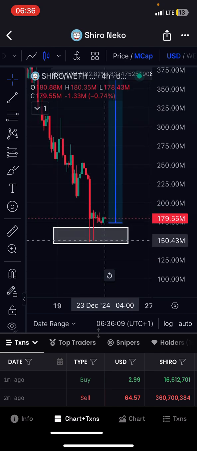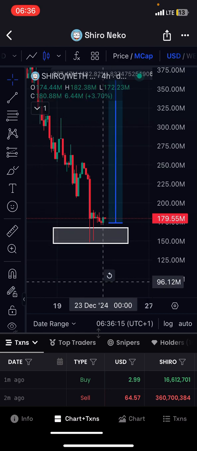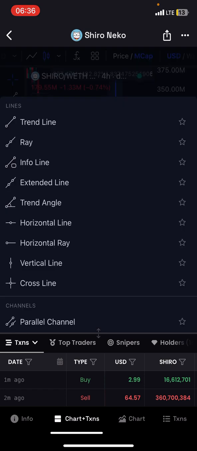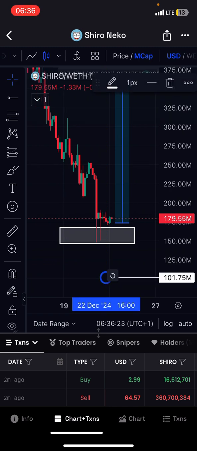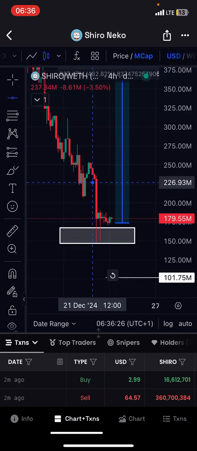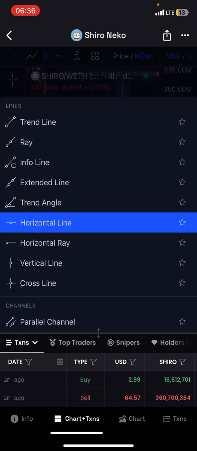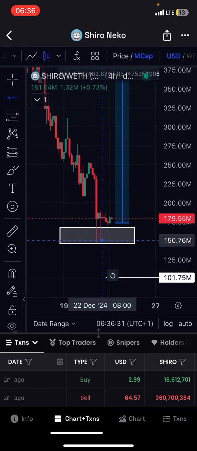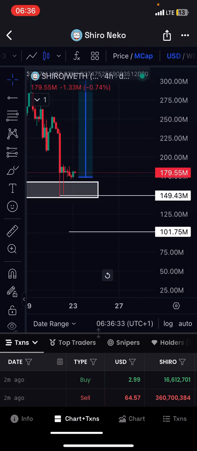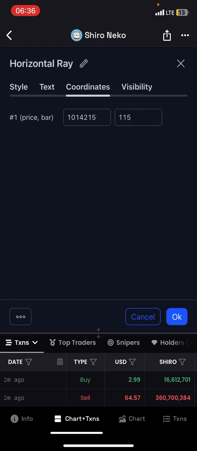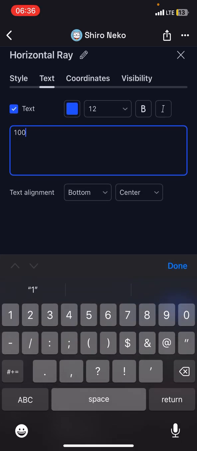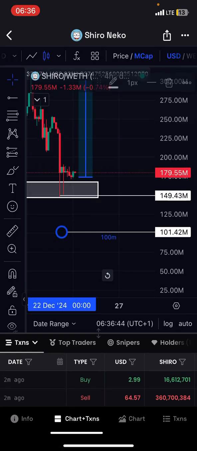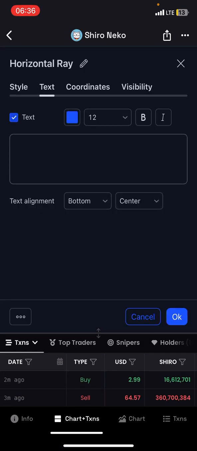You want to set it at when price drops to, let's say, 150 million or 100 million. You want to set automated buy limits at those levels, so you don't have to be on the chart to buy. You just place a horizontal line on each of those levels. If you will forget, you can add a text on it: 100M, and then this is 150M.